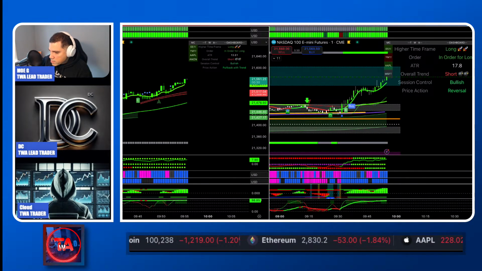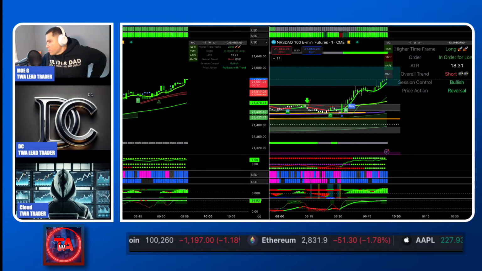To be honest, recently the opens have been pretty directional. Yeah, that's the key. If they open directional, then it's off to the races. Let's go.